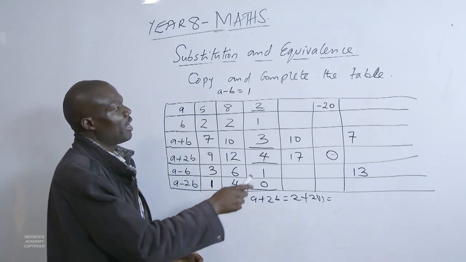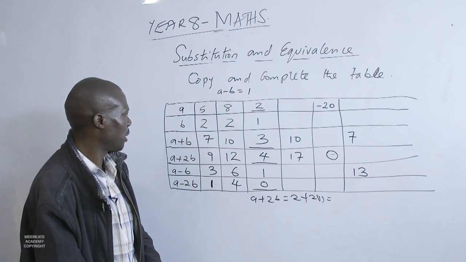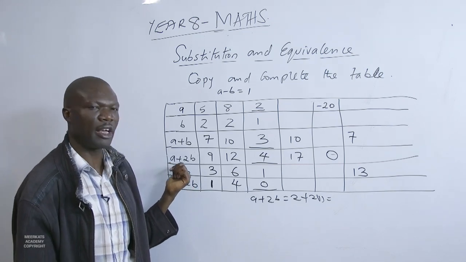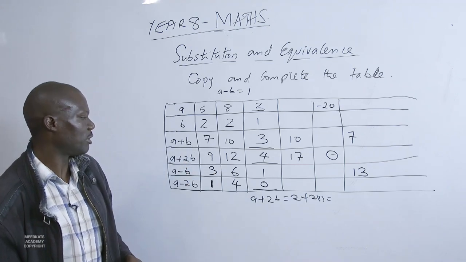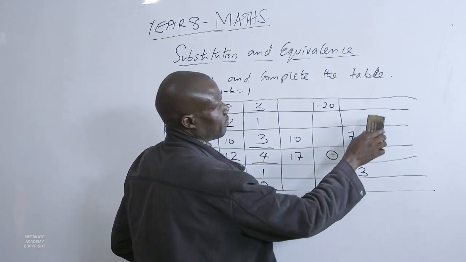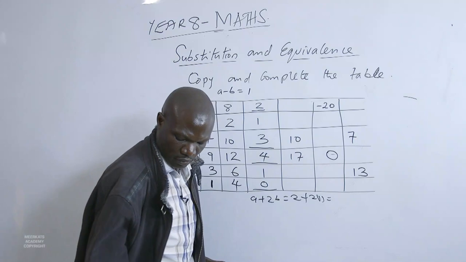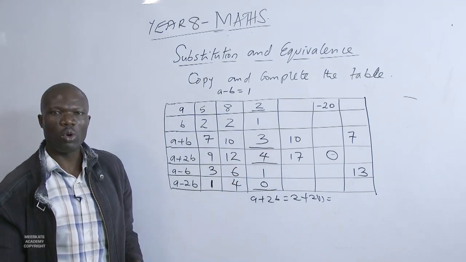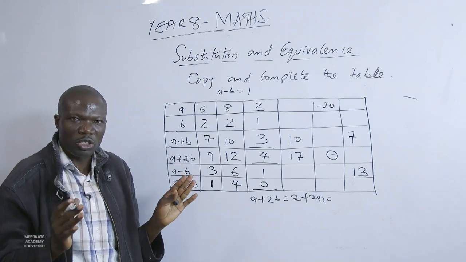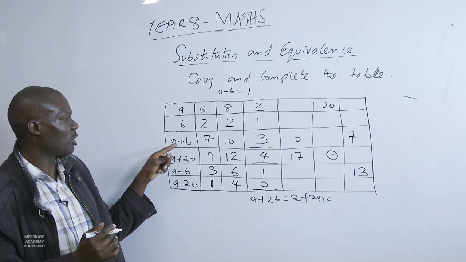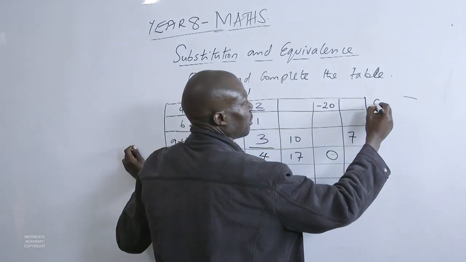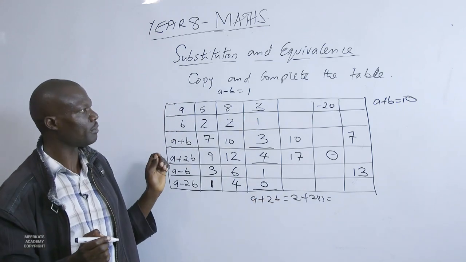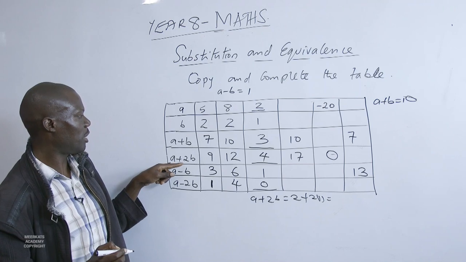When we move here, we don't have A, and we don't have B. But we have a situation here where A plus 2B will give us 17. Now, this one will require extra knowledge about substitution and making a subject. So I'm going to write the two: A plus B is 10, right? And then we have A plus 2B is 17.